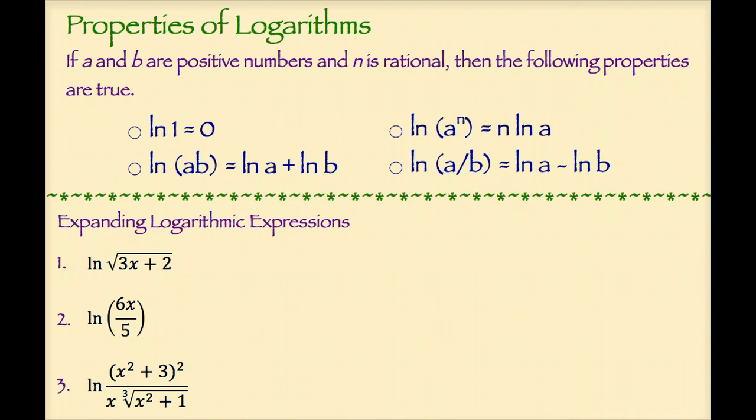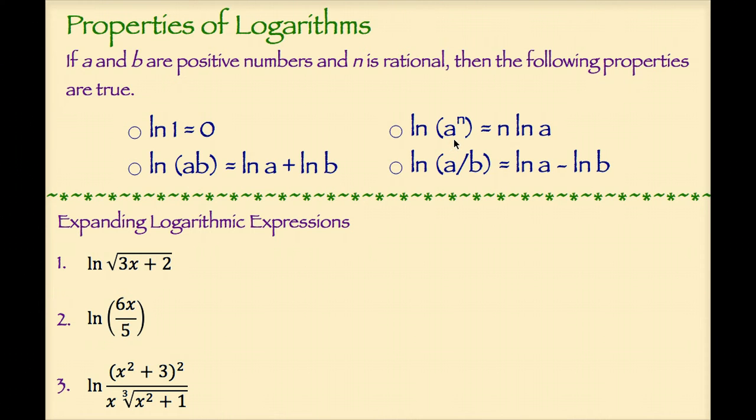Now that we're discussing logarithms again, let's review some of the properties that we've seen previously. If a and b are positive numbers and n is rational, then the following properties are true. The natural log of 1 is 0, so that's just a factoid that you need to remember. This is called the product property. If your argument of the logarithmic function is a product, ab, then that can be separated into a sum, natural log of a plus natural log of b.